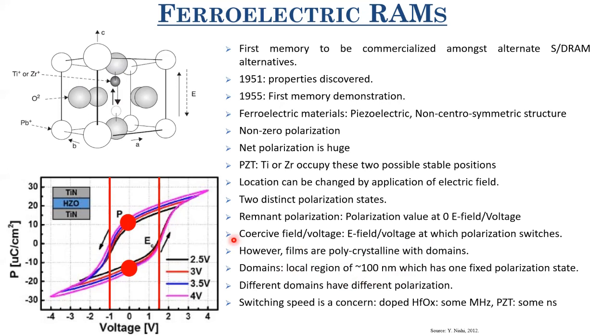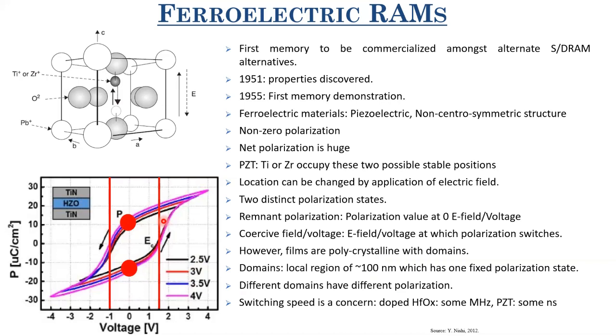So in a particular domain, you have either this remnant polarization or that remnant polarization, and they are separated by grain boundaries, since it is a polycrystalline material. So different domains have different polarization. You can have a plus PR domain situated immediately in the neighborhood of a minus PR domain. That is how you have a mixed polarization distribution within this ferroelectric material.